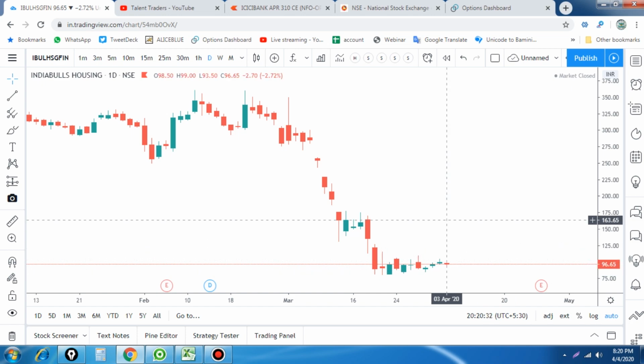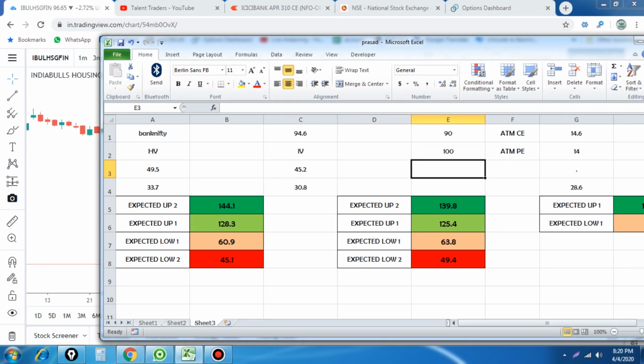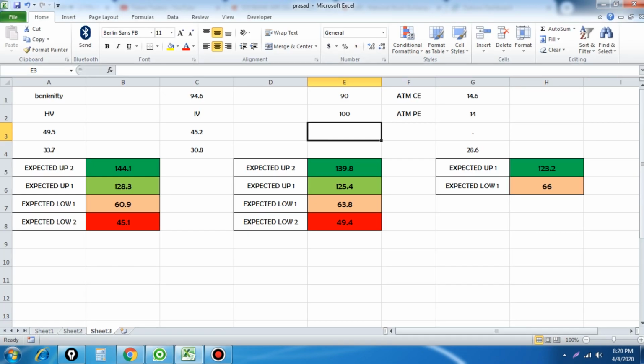So that's about this video. This is the range for the stock for this month: Indiabulls either 139, 140 or 50. These are the chances for the month which will move, so you can try to trade according to these levels. And based on the option premium, 66 and 123 is the expected level for the particular stock. Based on that calculation, we can do our good strategy. And here I was suggesting a 3:2 trading strategy is the best and perfect.